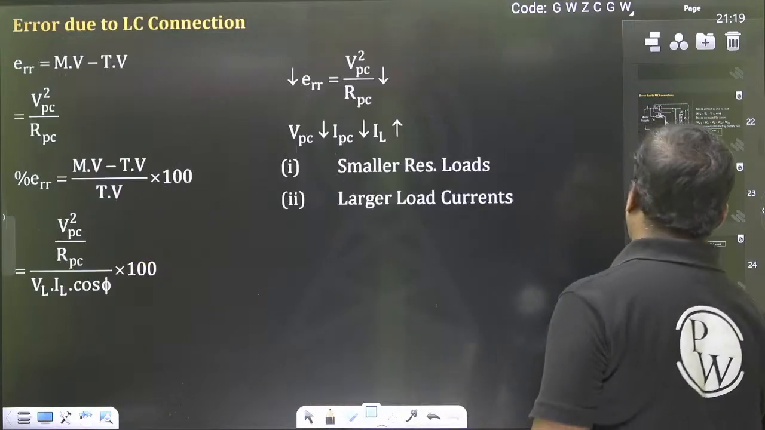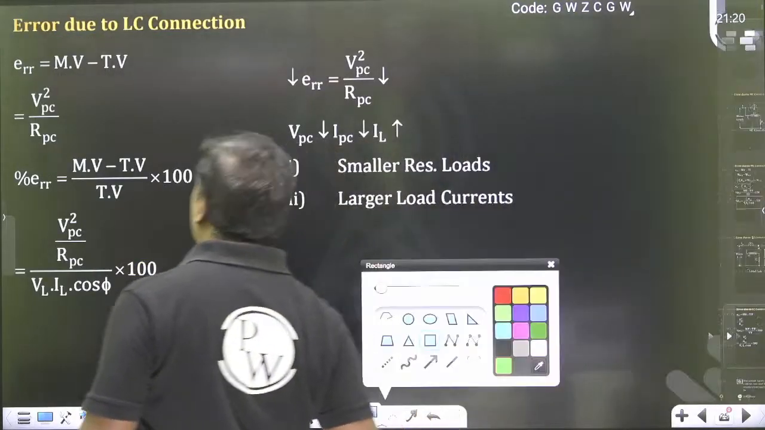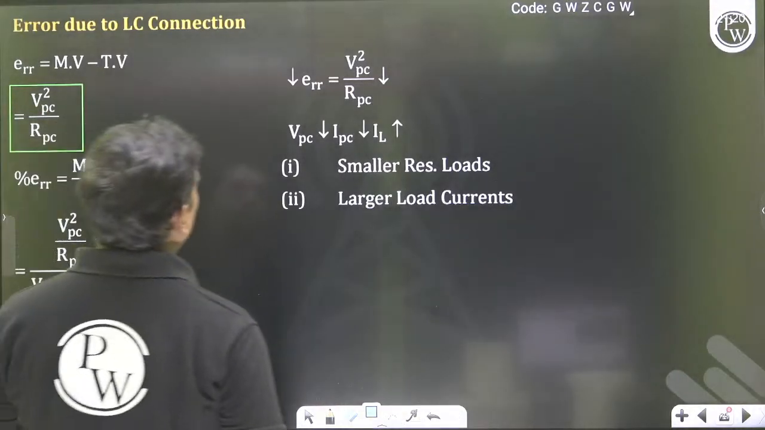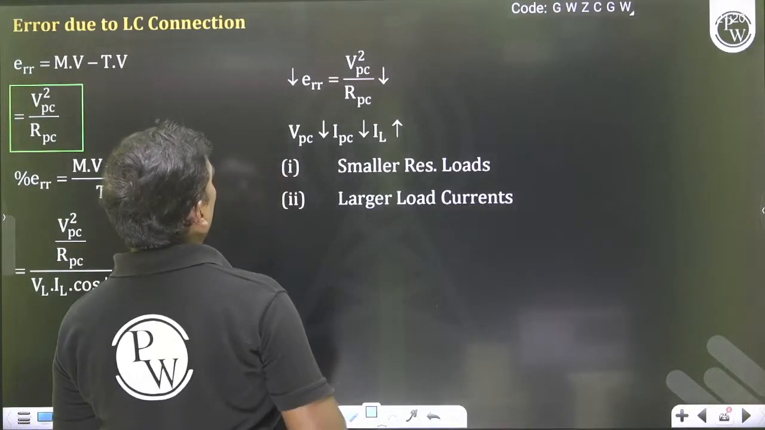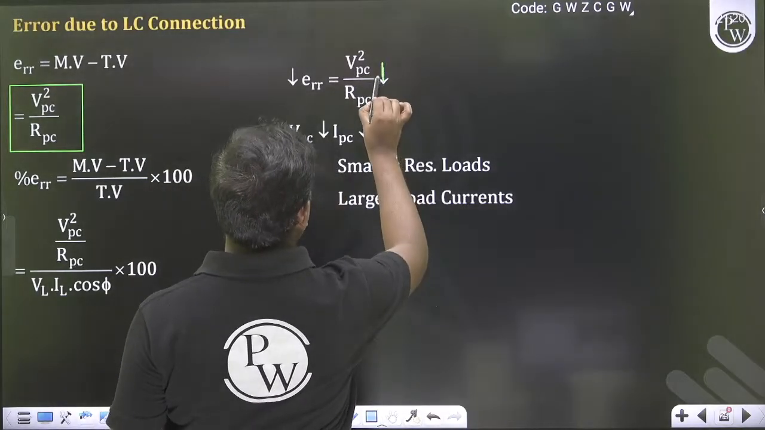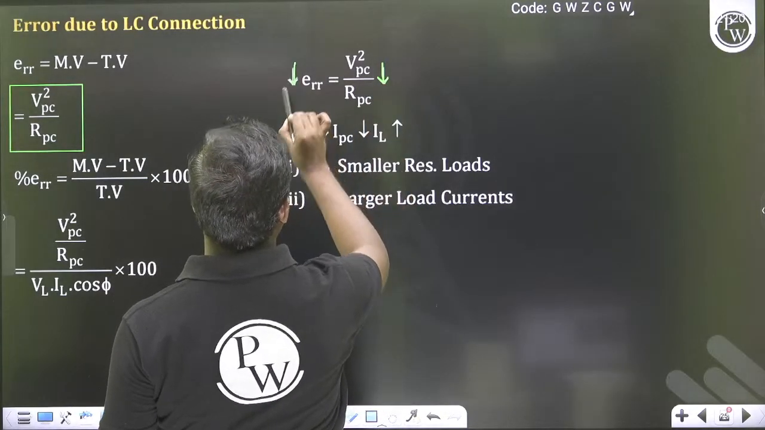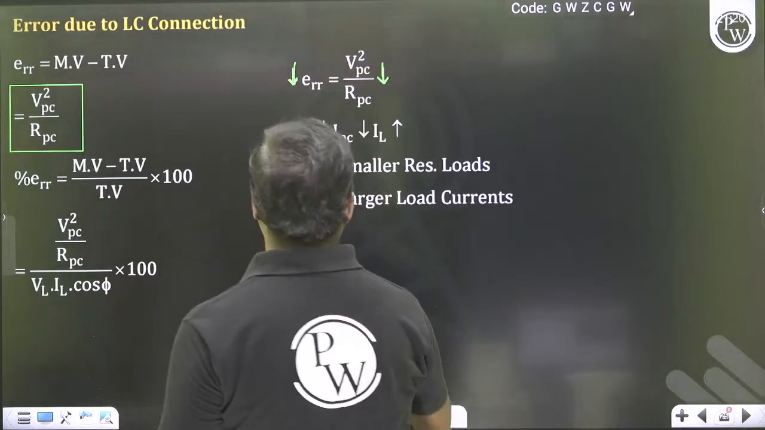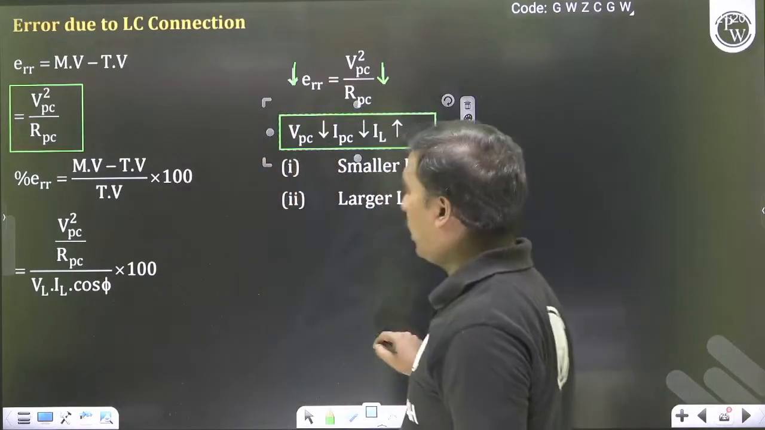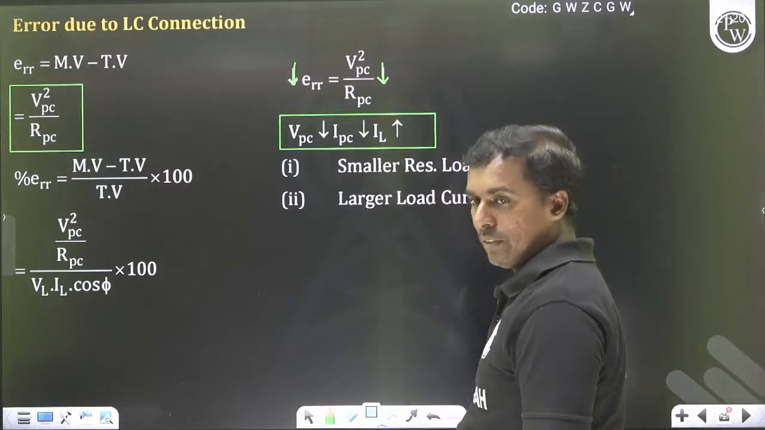देखो. If you see this, हमको error क्या है? ये है ना V square by RC, V square by RPC. So error कम होना चाहिए. So error कम होने के लिए क्या होना है? So this is an error. Error should be less means the voltage across the pressure coil must be less.